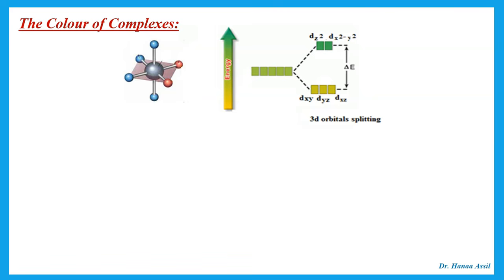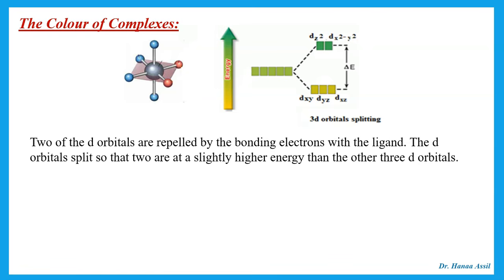Most of the transition metal complexes have colors, and this is because originally all the 5d orbitals should have the same energy. So when we're writing the electron configuration, we say that all the 5d orbitals have the same energy, but when it forms complexes, the repulsion between the ligand and the central metal ion causes the d orbitals to split, so that 2 of them have higher energy than the other 3.